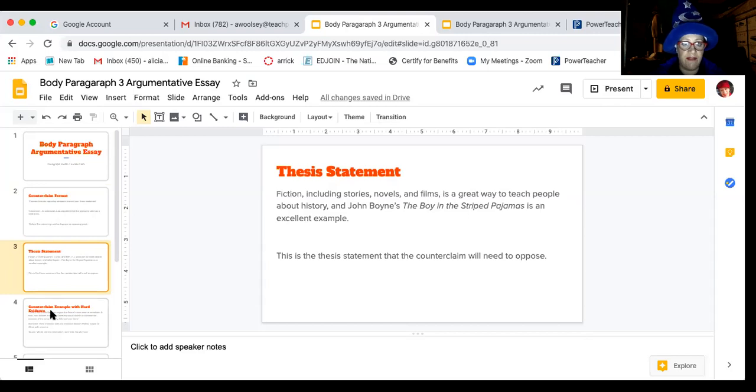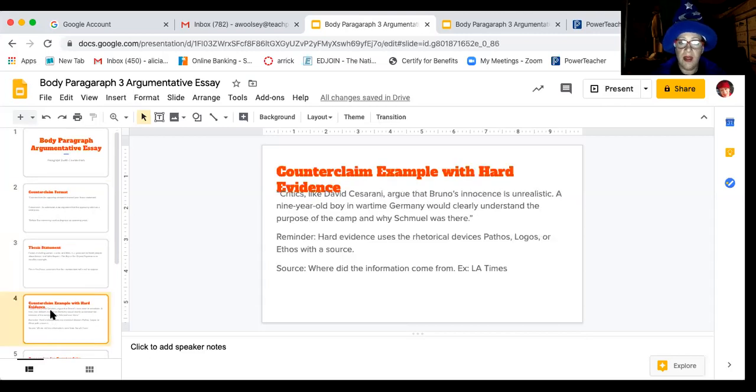So now let's look at 4. Your counterclaim example with hard evidence. Now your counterclaim example, I wanted to have some hard evidence, or your refute have hard evidence. You need to have hard evidence in one or the other. Not necessarily both, but at least one or the other.